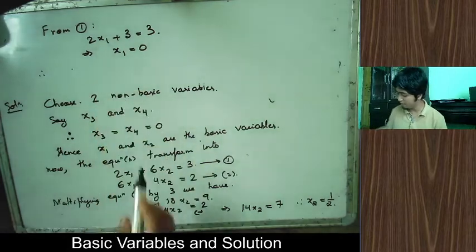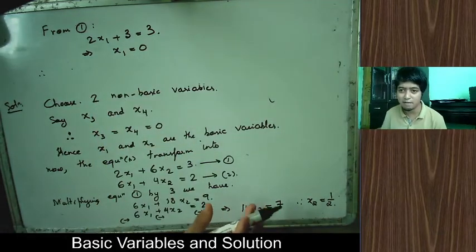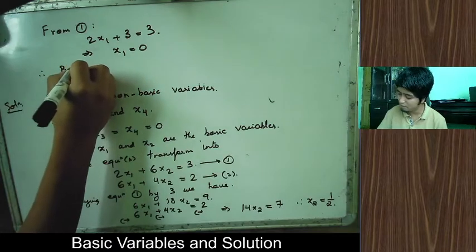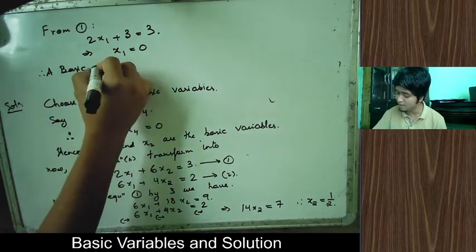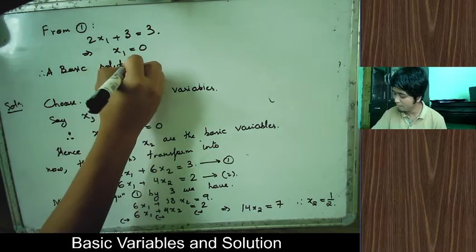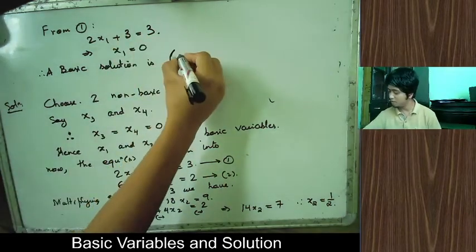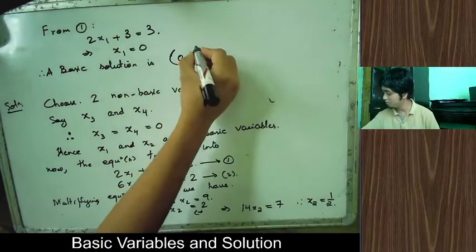Now we have found the values of the basic variables, so this is the basic solution. Therefore a basic solution is x1 is 0 and x2 is equal to 1 by 2.